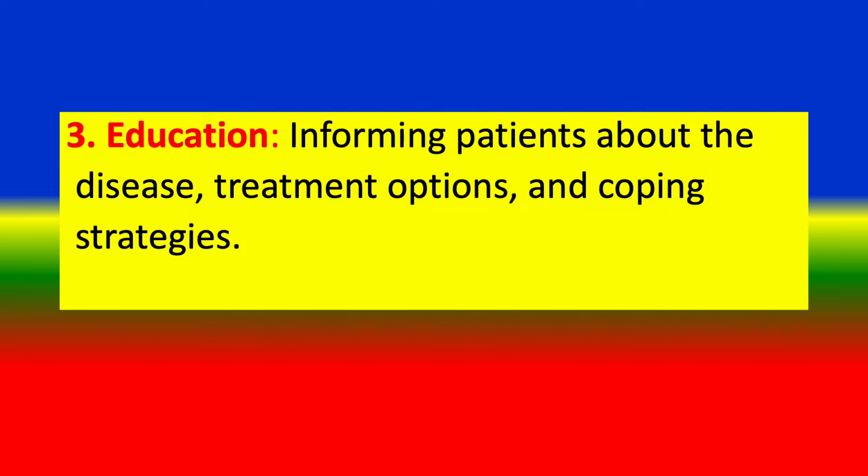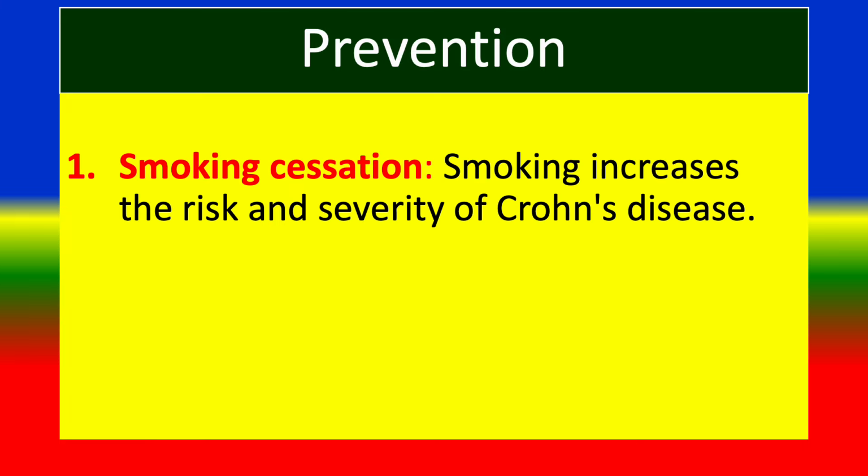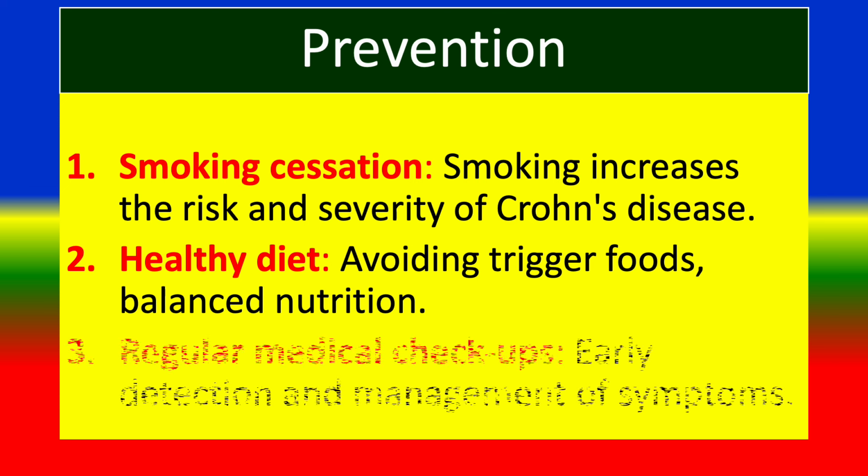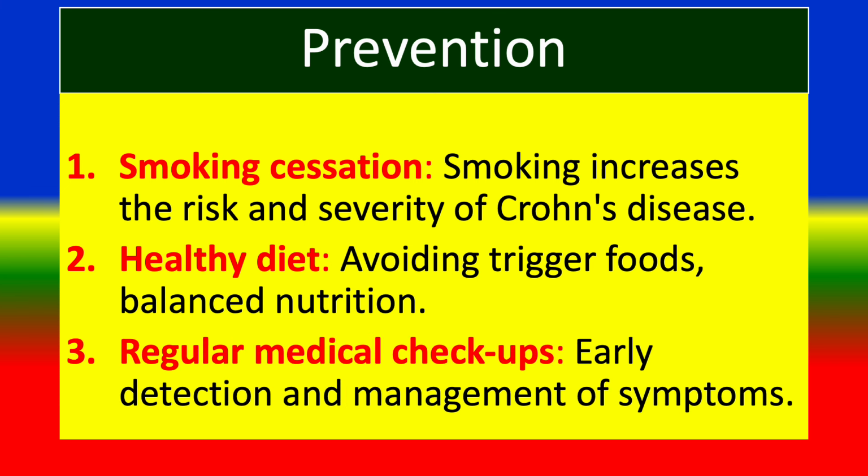Prevention: 1. Smoking cessation. Smoking increases the risk and severity of Crohn's disease. 2. Healthy diet, avoiding trigger foods. Balanced nutrition. 3. Regular medical checkups, early detection, and management of symptoms.